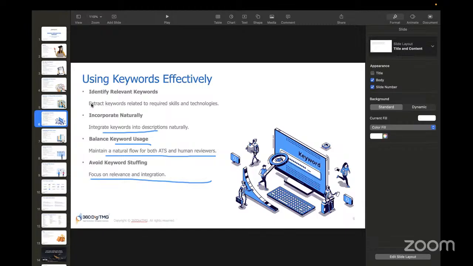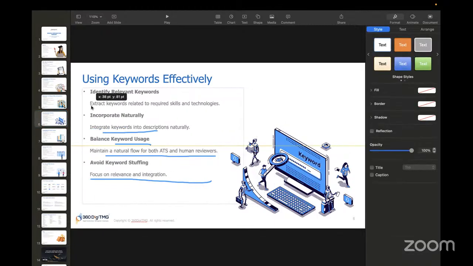Then you have to extract the keywords. You have to extract which skills are required in that company and what technology they are using. Those things you have to mention in your resume. Integrate the keywords into the description naturally. Whatever keywords you are integrating, insert them in a natural way, a natural flow, or sorry, not project flow, your resume flow. Balance the keyword usage.